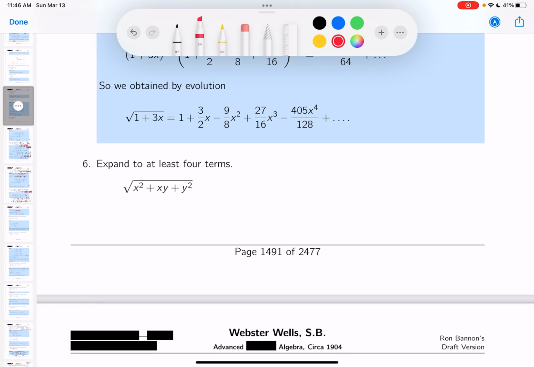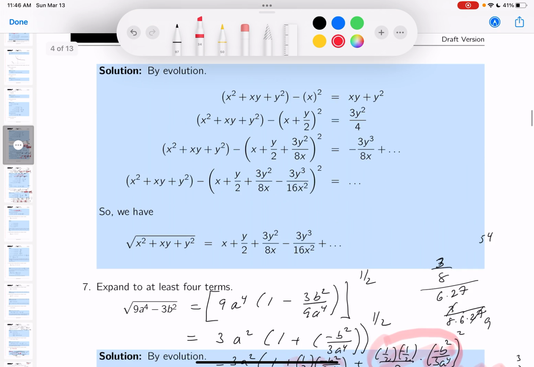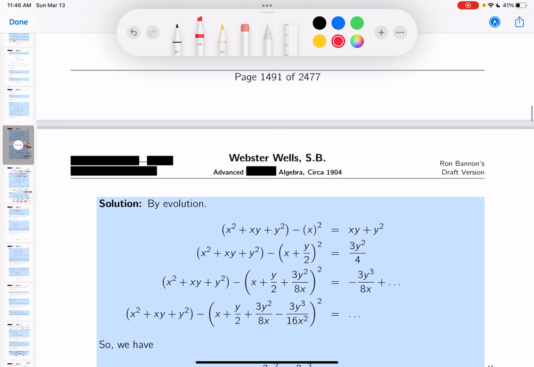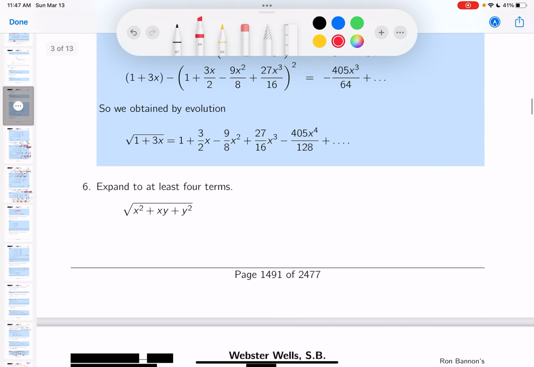Okay, expand to at least 4 terms. Not going to be easy, but we'll do it. There's 2 ways to do it, by evolution or by using the generalized binomial theorem. I have the evolution written down for you. I don't have the steps for the binomial expansion, so I'm going to write that down for you. So let's go to the whiteboard.